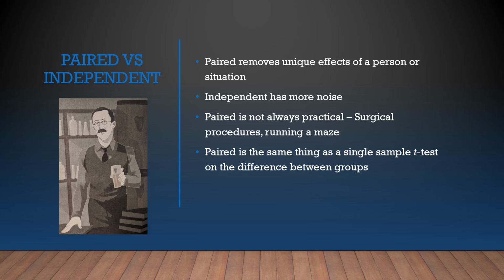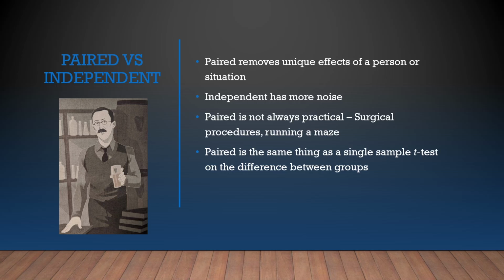Maybe you're having people run a maze, and the second time they run the maze, they know exactly where they're going. So again, you can't have them run twice. So you just gather a group and you look at their average time. You gather another group that you've done something else to, and you look at their time.